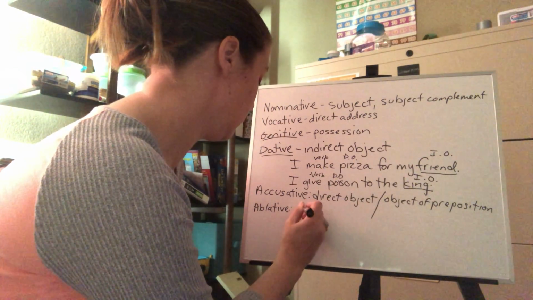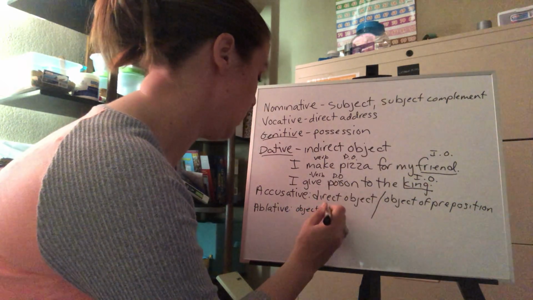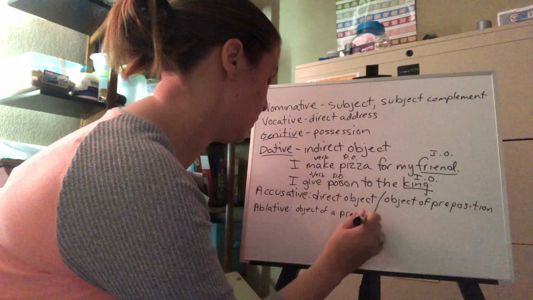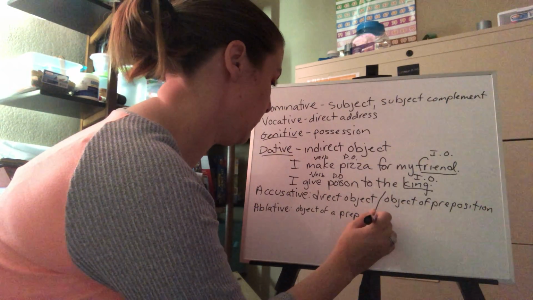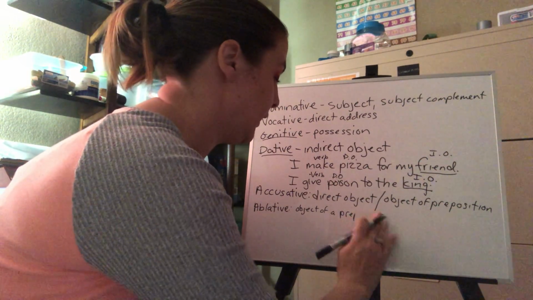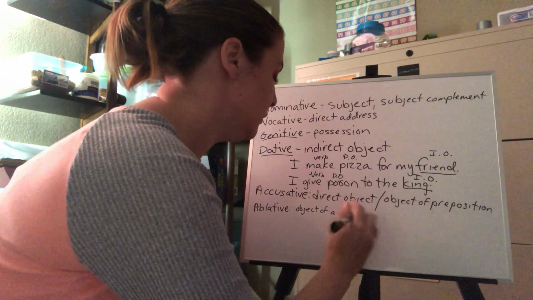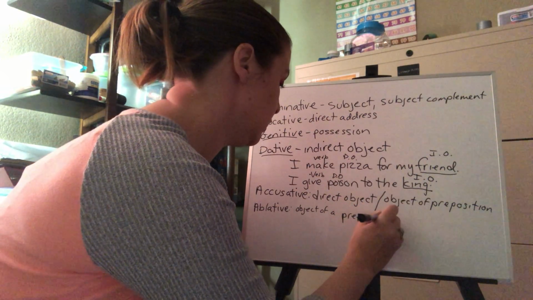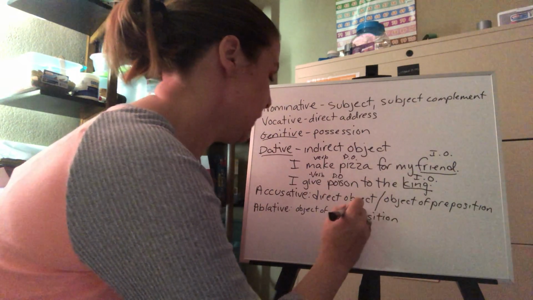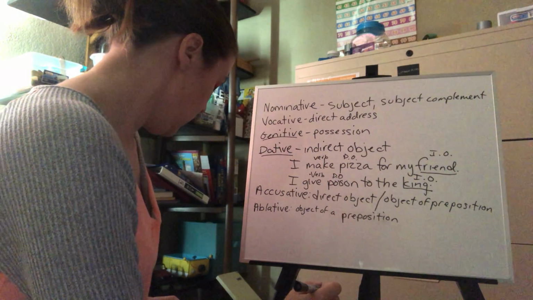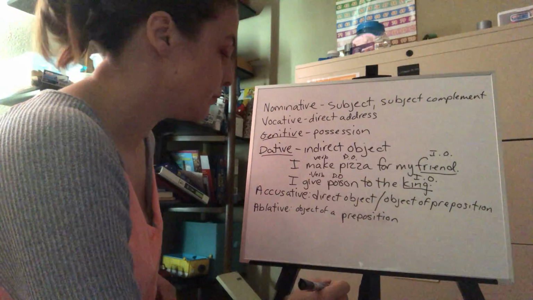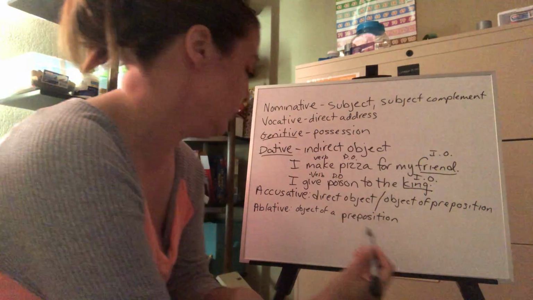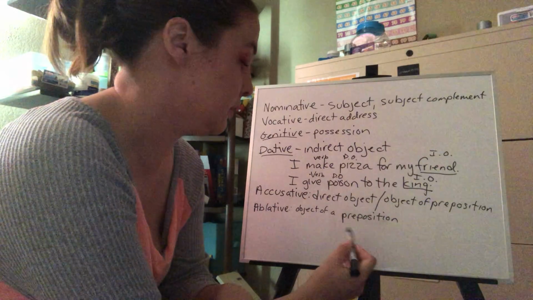object of a preposition. Oh my gosh. Let's just try that again. That was a fail. Preposition. There we go. I can write. Okay. So that's the only use you need to worry about right now, is the object of the preposition.